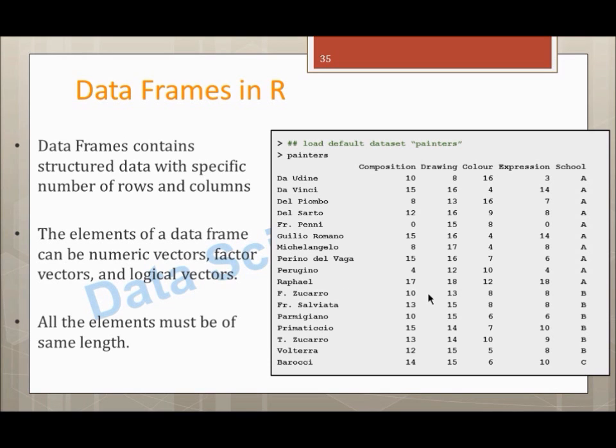So the elements of the data frame could be numeric, it could be characters, or it could be logical. But the most important thing related to data frames is that all the elements must be of the same length. So in this example, you can see that each record has 5 elements in it. So all the elements must be of the same length in data frames. And the data frames are extensively used in creating data mining algorithms. So for creating data mining algorithms, we will be using data frames to create models.